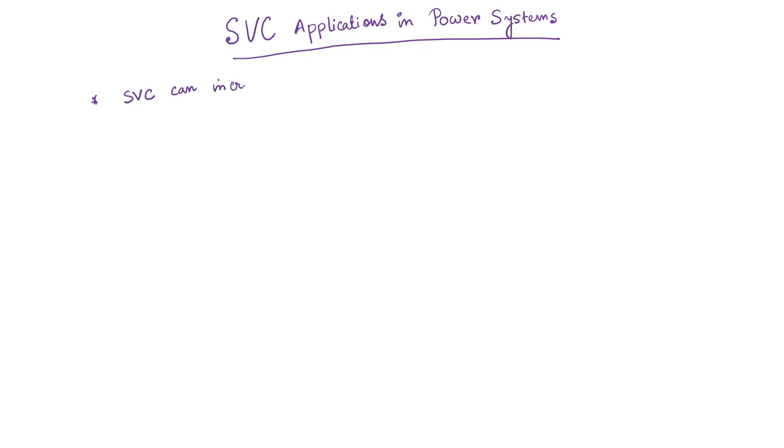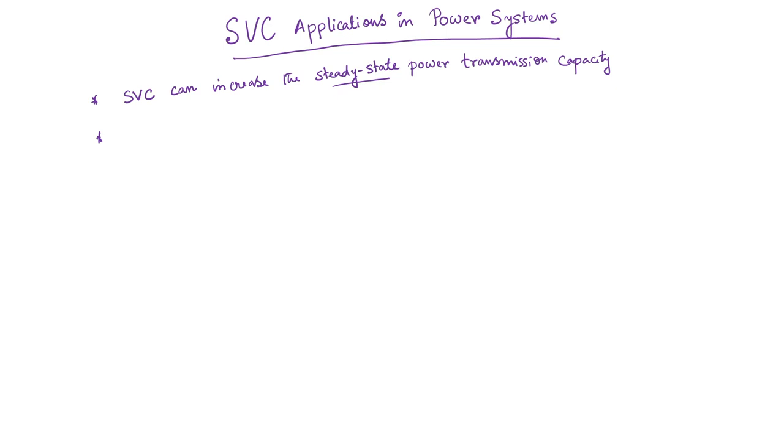increase the steady state power transmission capacity. I will show you that in comparison with an uncompensated line, an SVC compensated line can enhance the power transmission capacity of the transmission line. So, this is the application of SVC in steady state behavior.